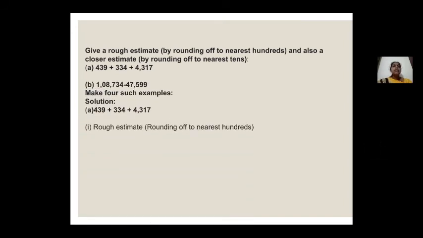Let us see. The first one is 439 plus 334 plus 4317. Here rough estimation. Rough estimation is rounding off to nearest 100. Here 439. For 100, I already explained the rules. You have to check the tens place. So 439 estimation is 400. 334 estimation is 300. 4317 estimation is 4300. All this if you add, you get 5000.